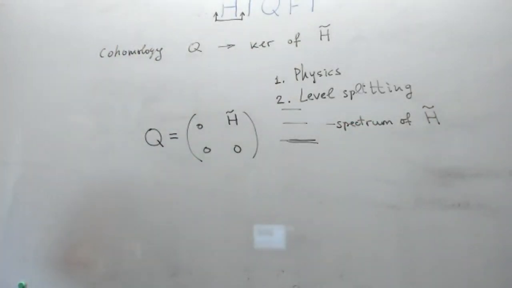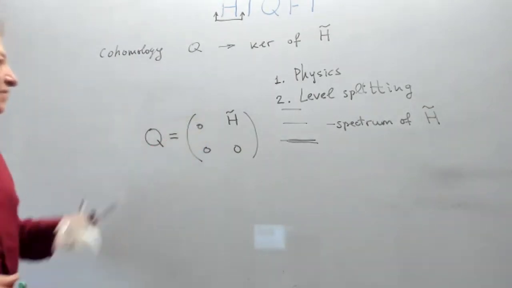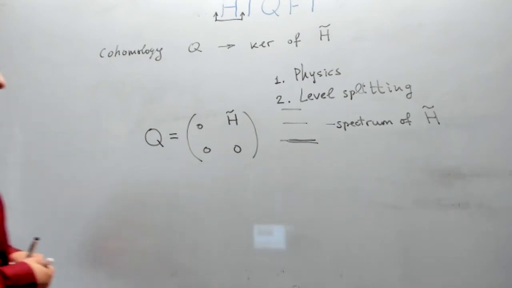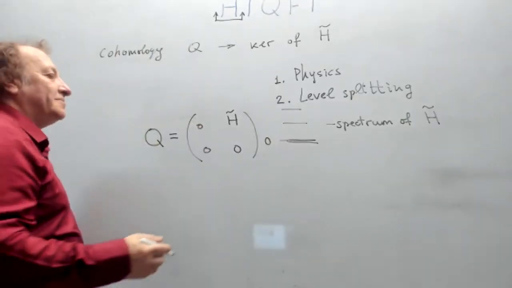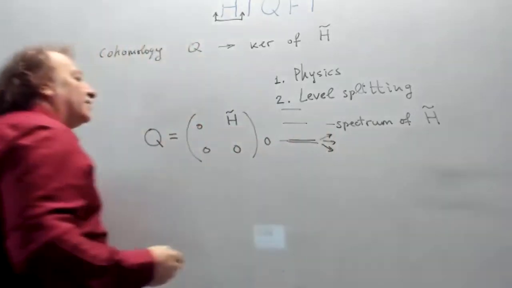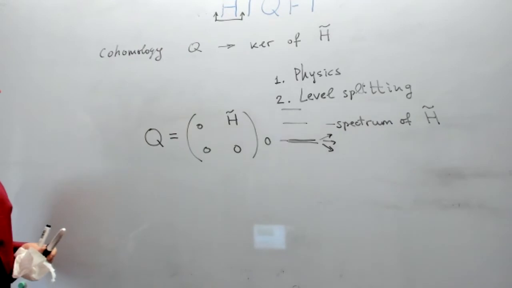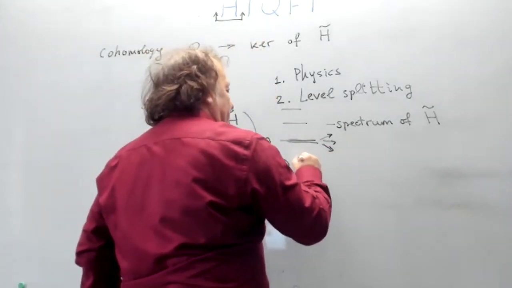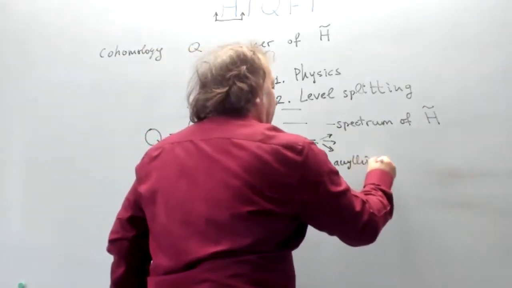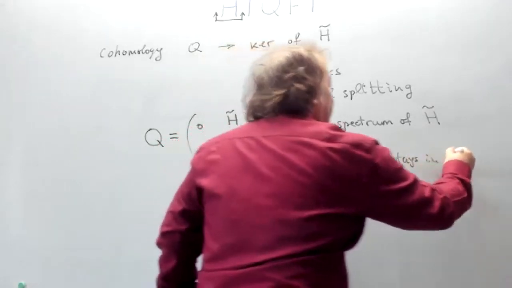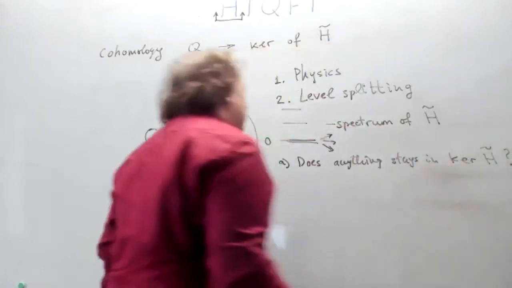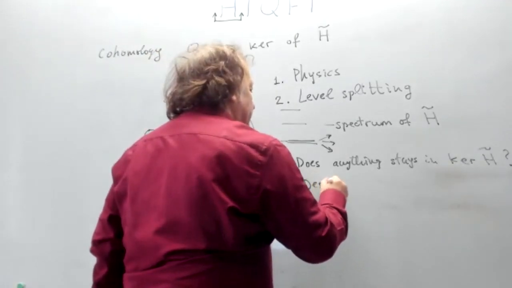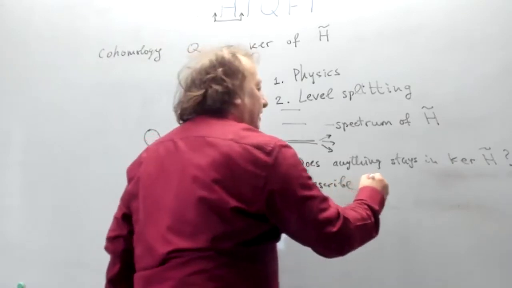And we could ask two questions. Suppose we are deforming the theory. To deform a theory, it's enough to deform the Hamiltonian. So when we deform the Hamiltonian, typically the energy level splits and it is not interesting. So there are two questions. A, does anything stay in the kernel? And there is a more intricate question B. Describe level splitting.